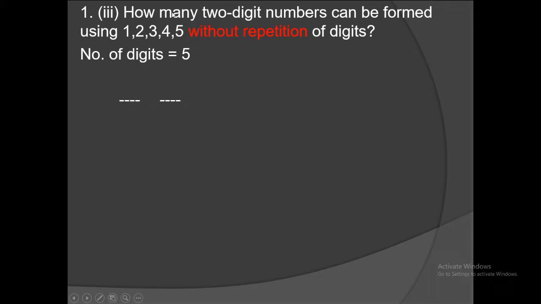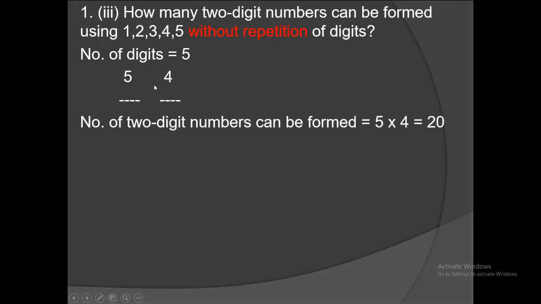5 digits, isn't it? Any one of the 5 digits. So it is 5 is placed. Without repetition, it means in this place any one of the numbers from the given 5 is placed. So 1 is left, so remaining 4 is there. So remaining 4 numbers are placed here without repetition. So we want this place and that place. So 5 into 4, totally 20. So the number of 2-digit numbers that can be formed is equal to 5 into 4, which is 20.